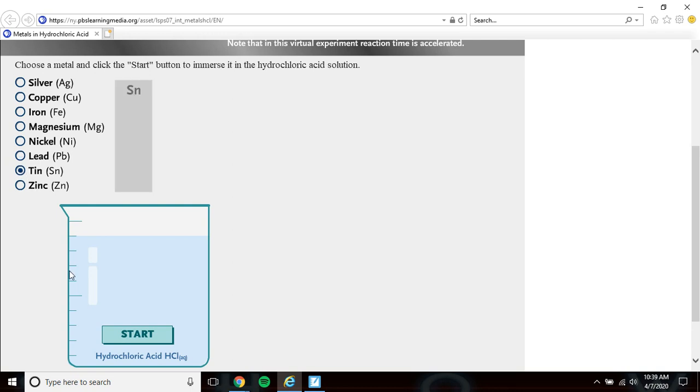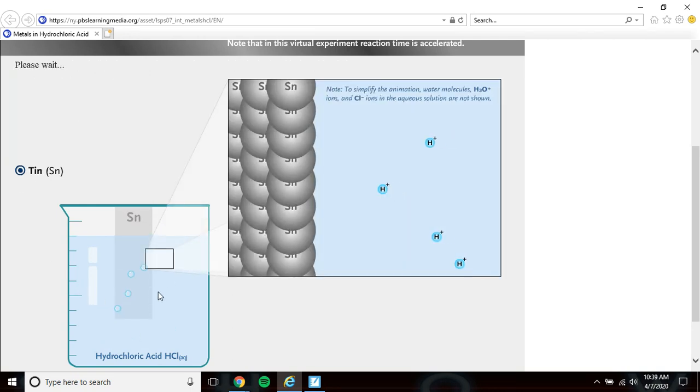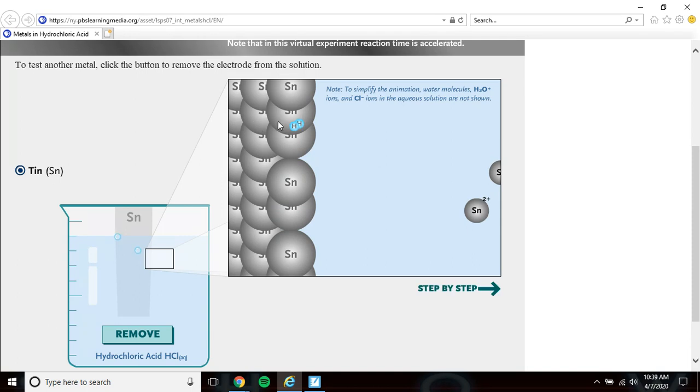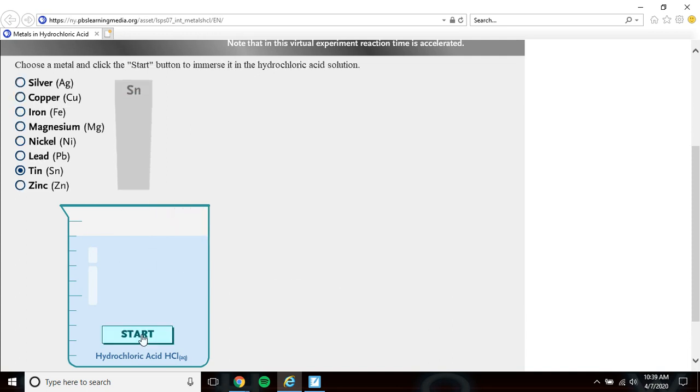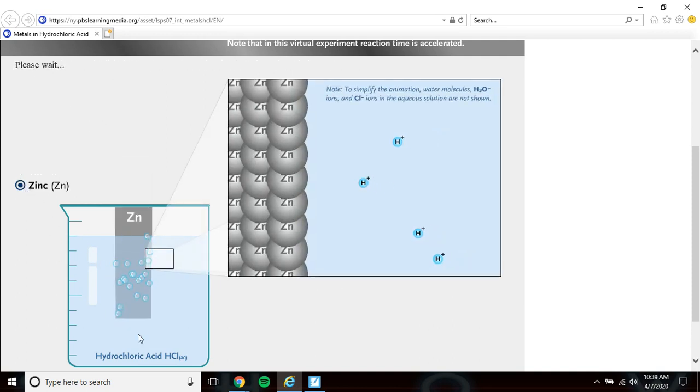Let's see about tin. Let's see if tin is more reactive. Put tin in. Oh man, tin is even less reactive. Look, only 4 little bubbles. Again, pretty big atoms. The atoms got bigger, so I bet their radius is bigger on the periodic table. And now zinc. So I'll put zinc in and see what's going on. And I see lots more bubbles.